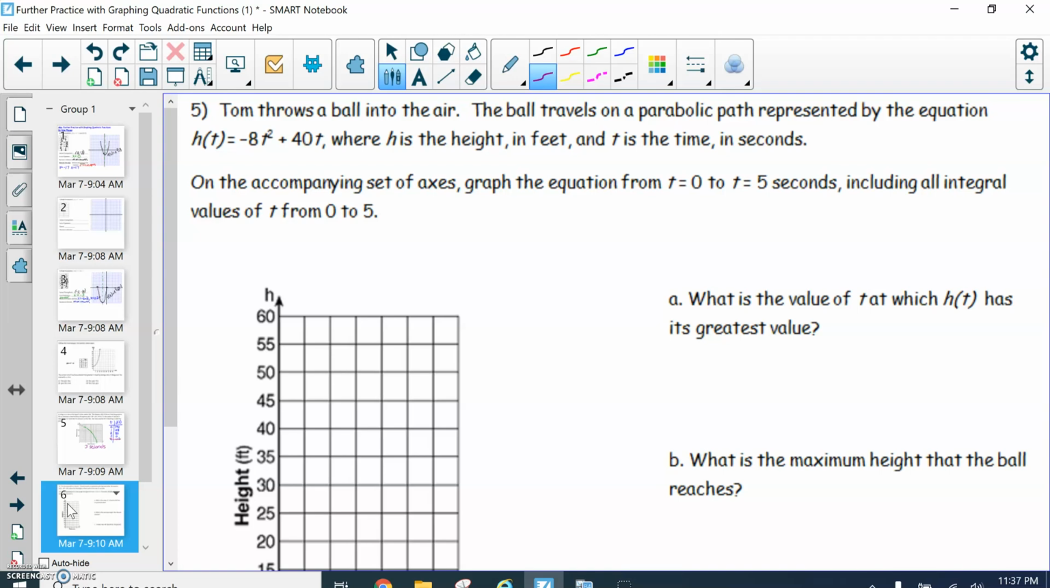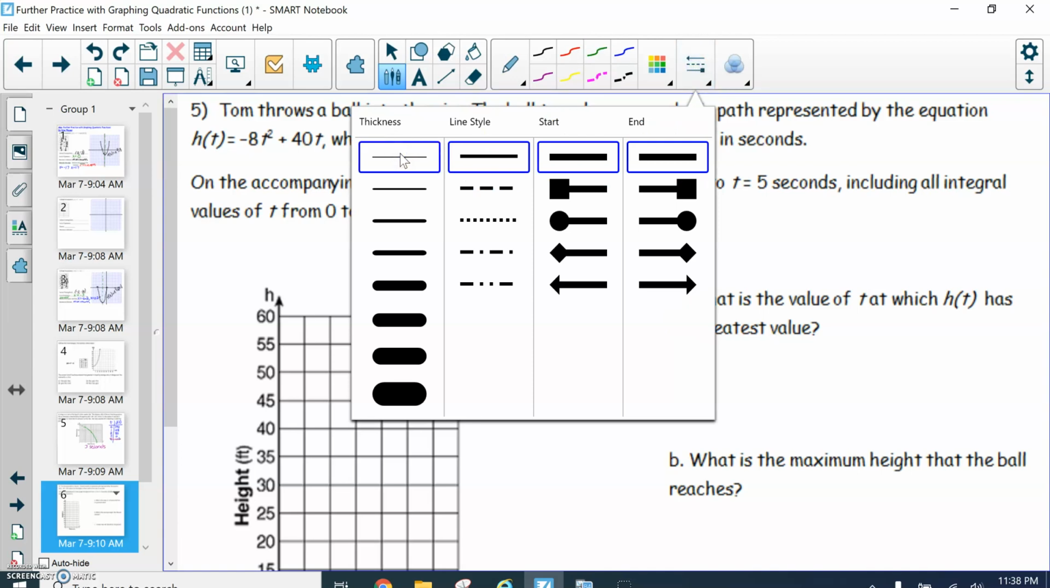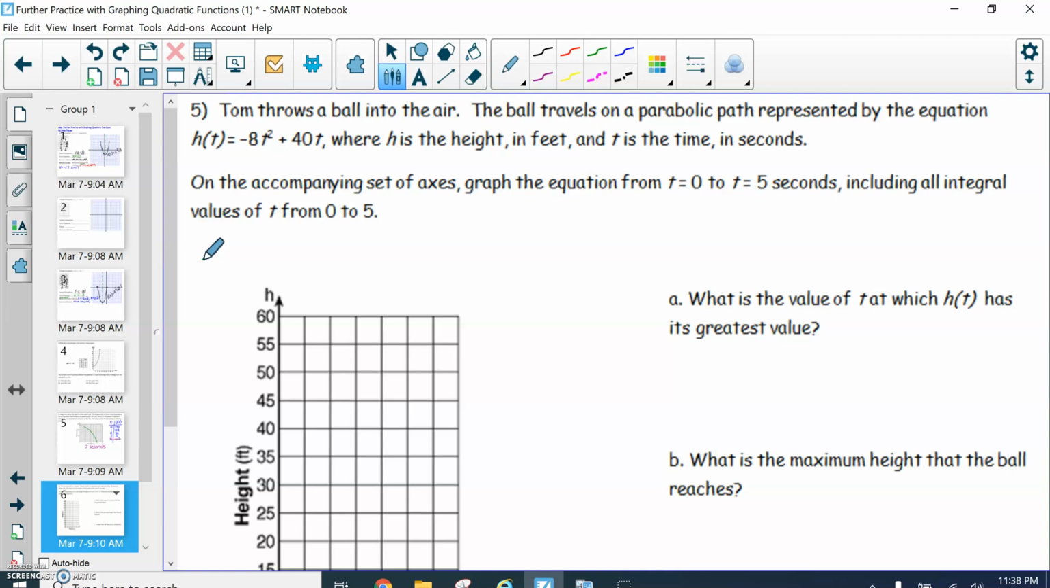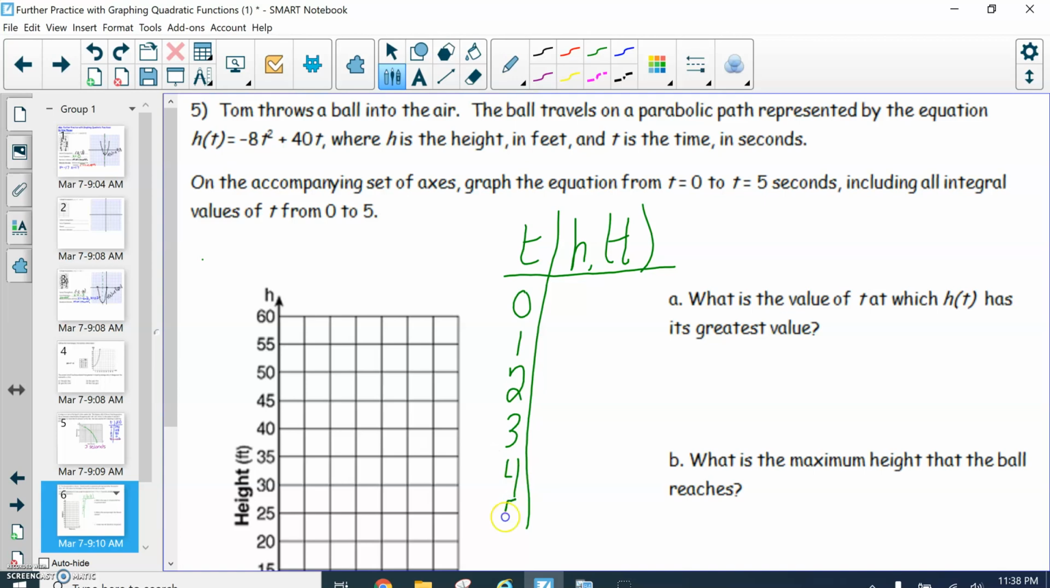Okay, so this one says Tom throws a ball into the air. The ball travels on a parabolic path represented by the following equation, where h is the height in feet and t is the time in seconds. On the accompanying set of axes, graph the equation from t equals 0 to t equals 5, including all integral values from 0 to 5. Okay, so again, t represents time, and h of t represents the height. So we want to go from 0 to 5. Okay, and again, we're going to use our calculator to help us.